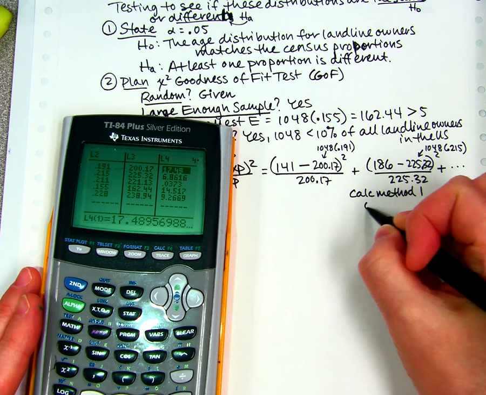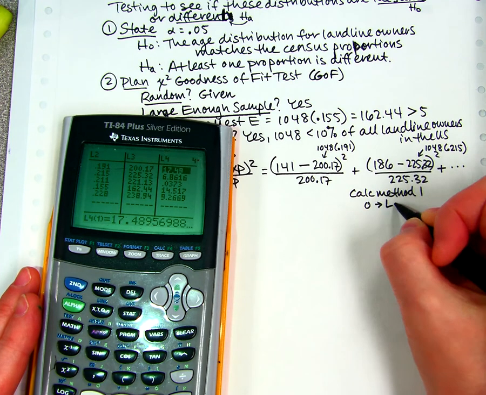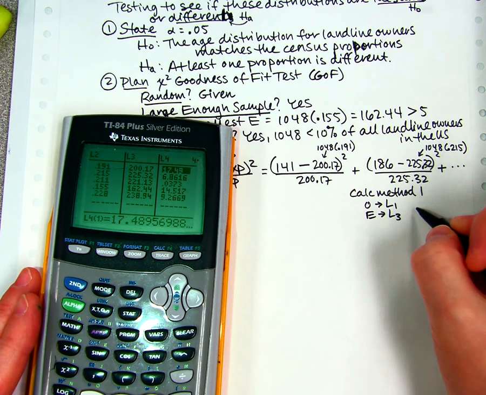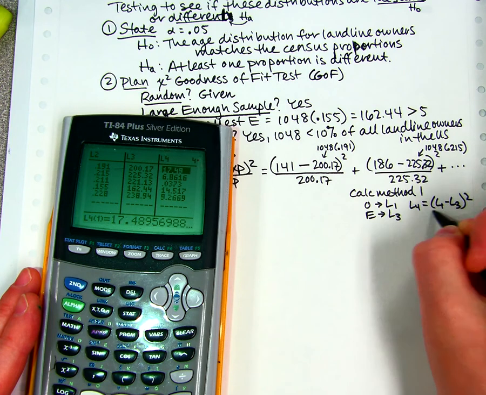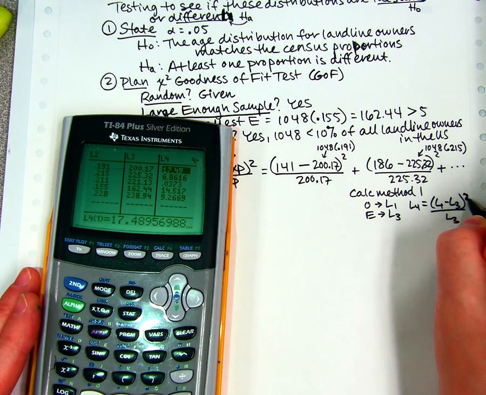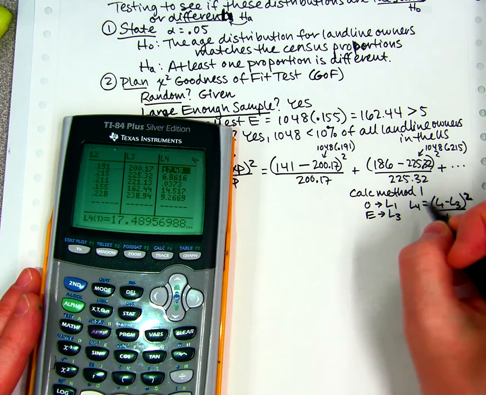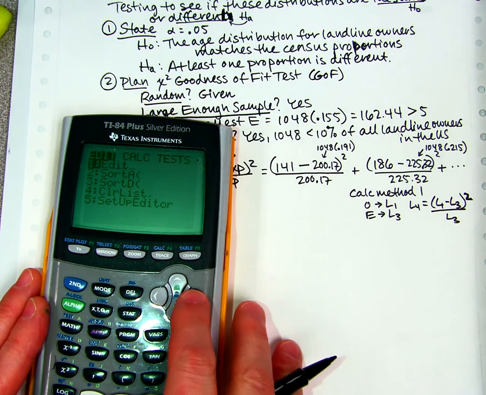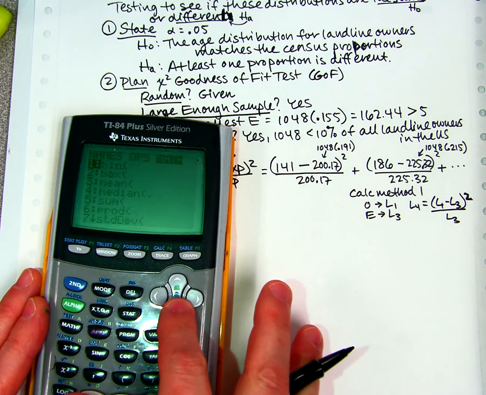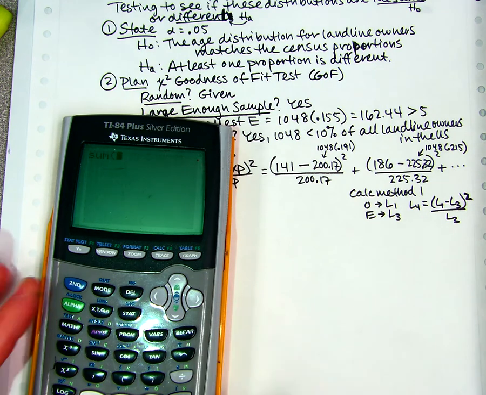Is you put your observed into list 1. In this case, I put my expected into list 3. It doesn't really matter. And then on list 4, I tell it to do list 1 minus list 3 squared over list 3. That's what we talked about already. And then I add up the sum of list 4 by going back to the home screen, second stat, math, sum, list 4.